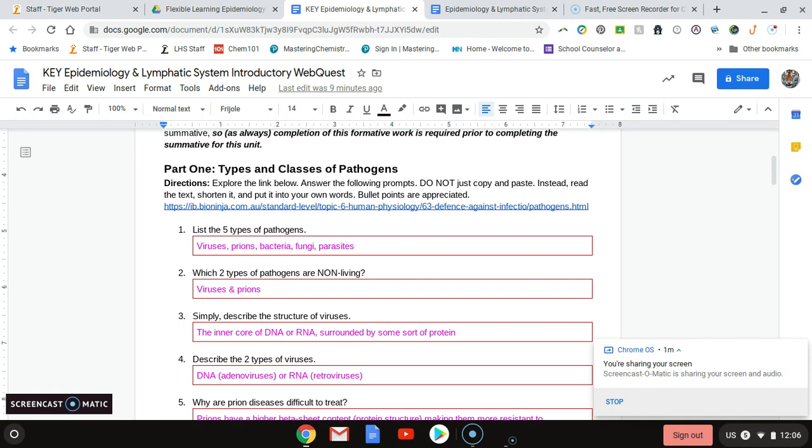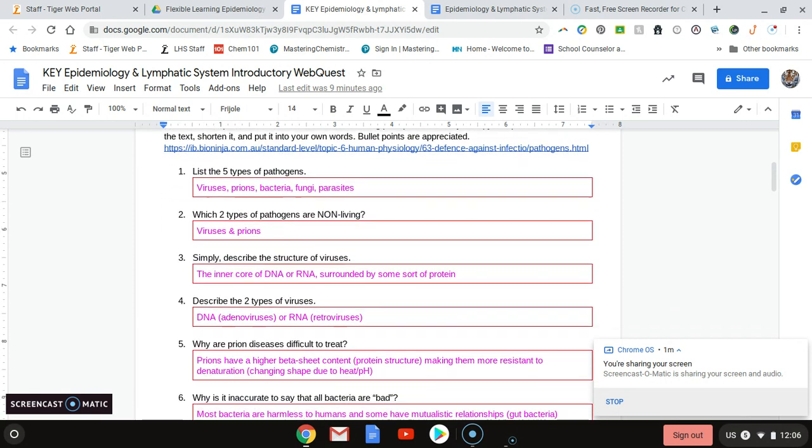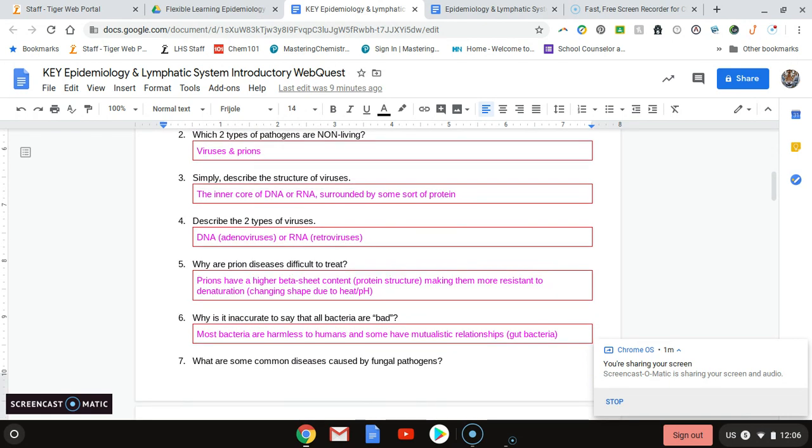Question 4, describe the 2 types of viruses, the adenoviruses and the retroviruses, DNA versus RNA. A couple of us had a couple of answers on it. Why are prion diseases so difficult to treat? It's basically because they're more resistant to being denatured, and that is because they have a higher protein structure that is very, very resistant to any type of damage due to heat or pH.